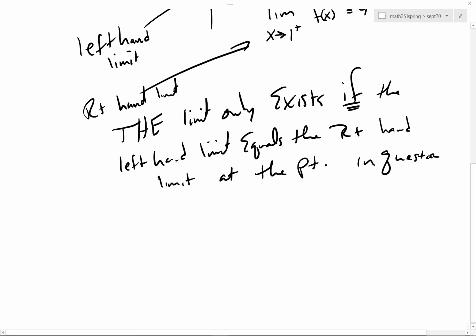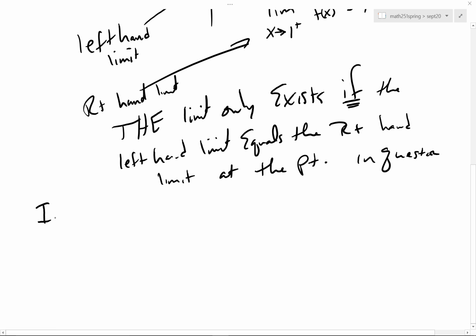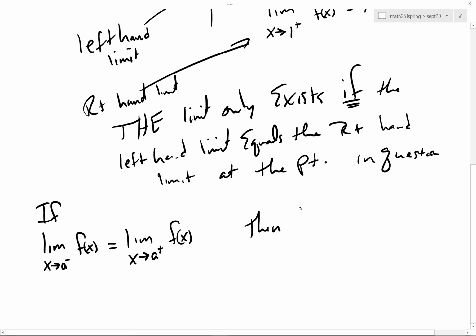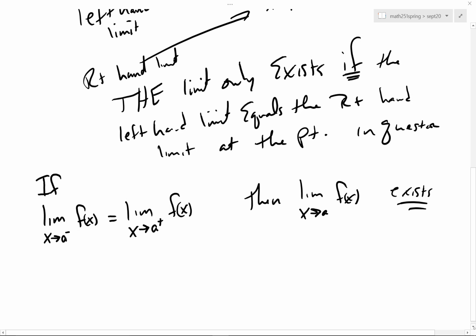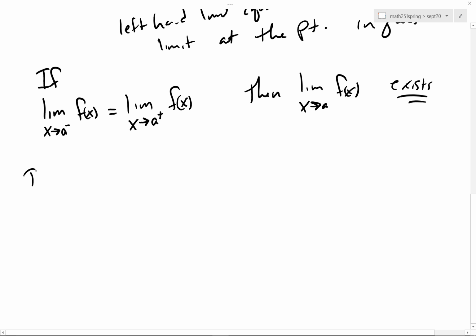Now, let's write this in big kid terminology. So, it says this. If the limit as x approaches a from the left of some function is equal to the limit as x approaches a from the right, then the limit as x approaches a of f of x exists. Exists. Okay? Now, this is really truly an if and only if statement.